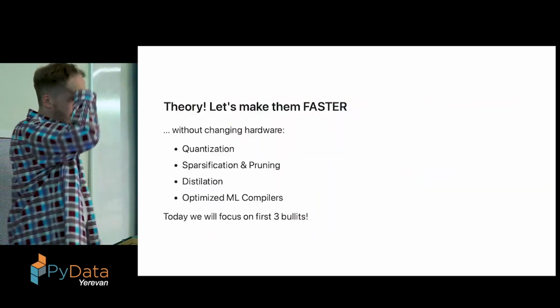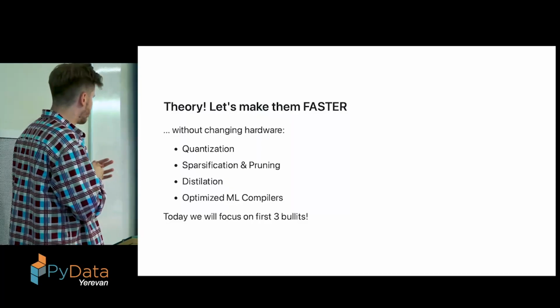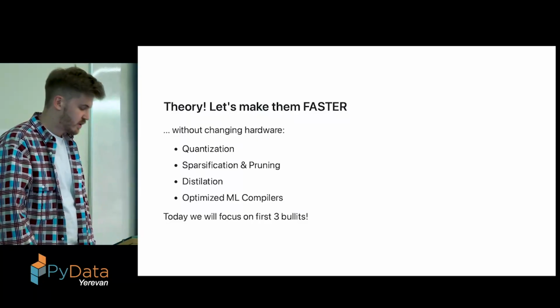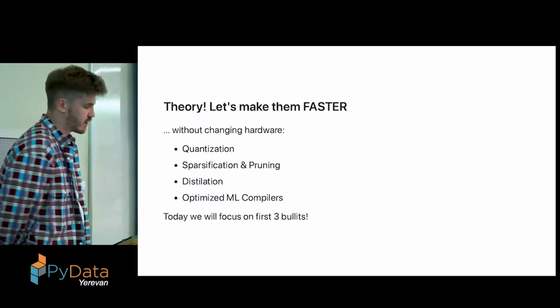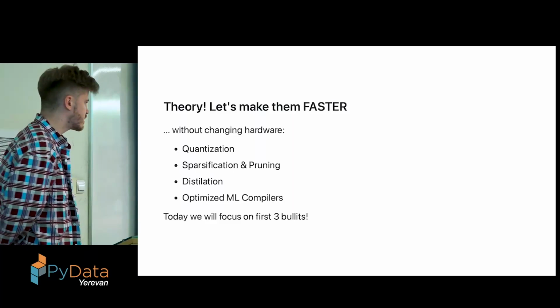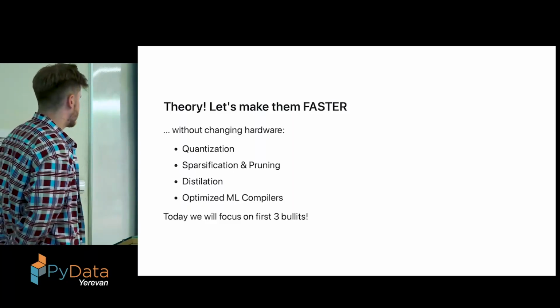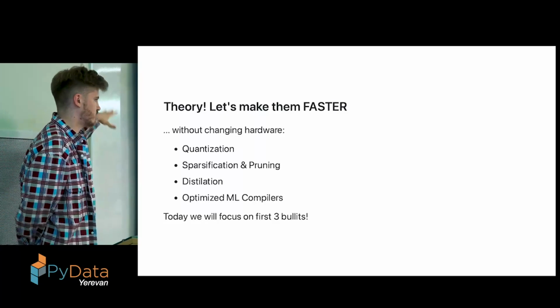So, how do we make the encoders faster? The first approach is quantization. The second is sparsification, pruning, distillation, and optimized ML compilers. We will focus today on the first three, but more on quantization as today's topic.